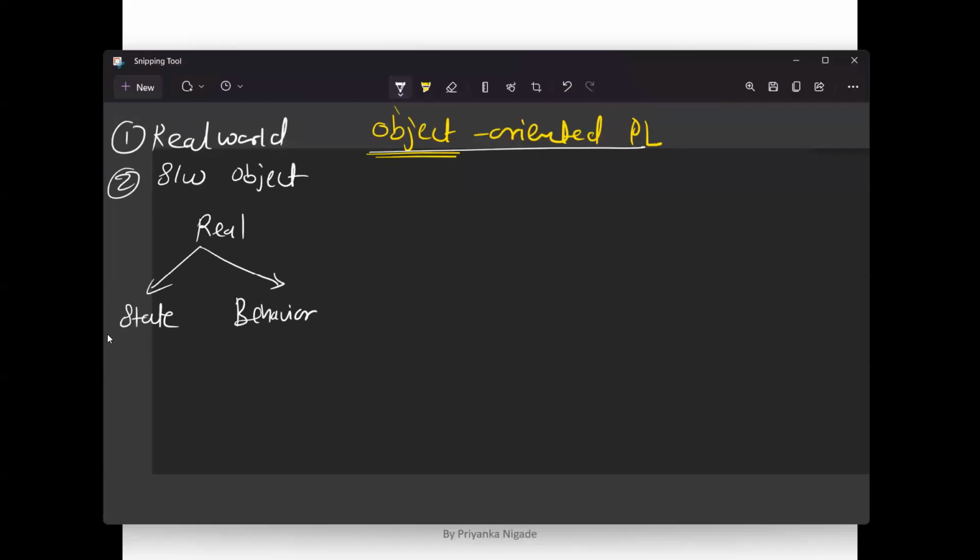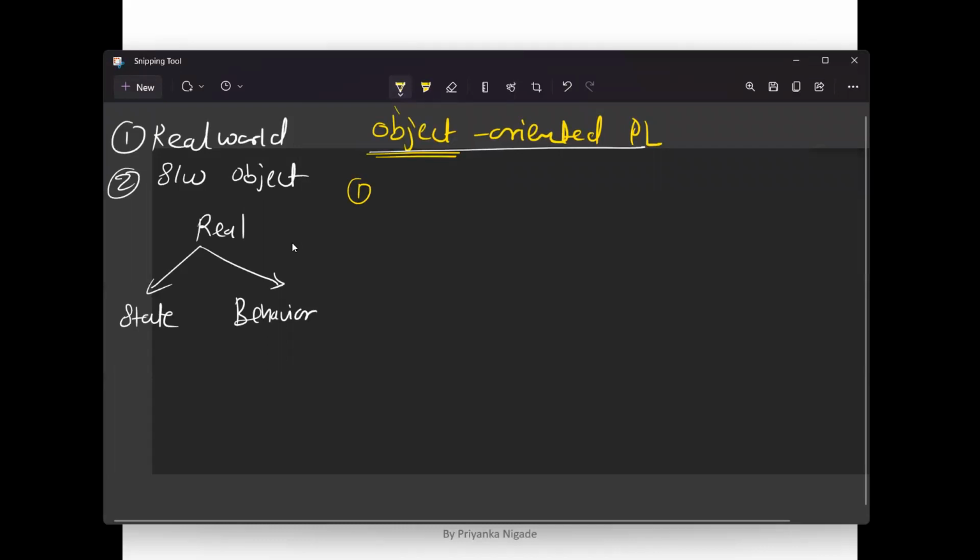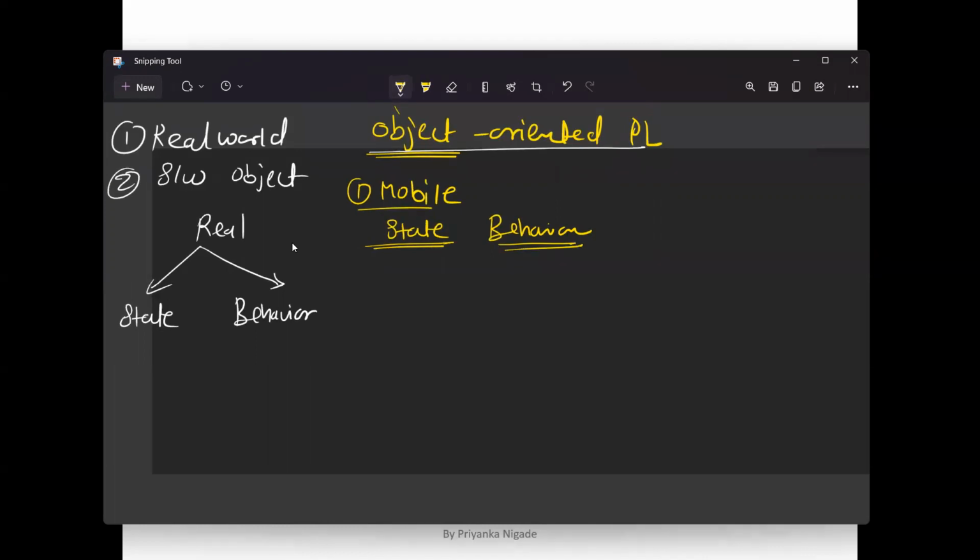See, anything can be an object, that we can feel, touch, or observe. Suppose I'm taking one example, let's say mobile. Okay, so mobile is an object. What do you think, everybody? Is mobile an object? Yes or no? Yes. So let's discuss some state and some behavior. Can you guys tell me the states of mobile and the behavior of mobile?